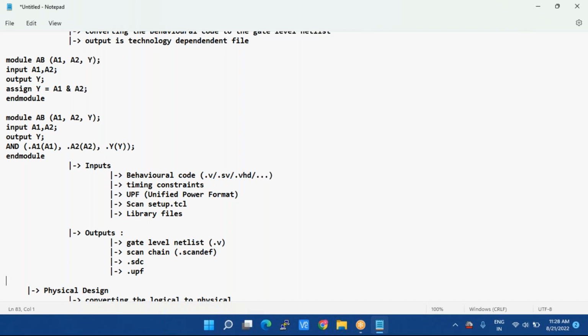So what are the tools used? The tools used are Design Compiler or Genus. Design Compiler is provided by Synopsys, and in our labs, we are going to be working with Design Compiler only. Genus is from Cadence. The two biggest competitors are Synopsys and Cadence, so for synthesis we are going to be using their respective tools.